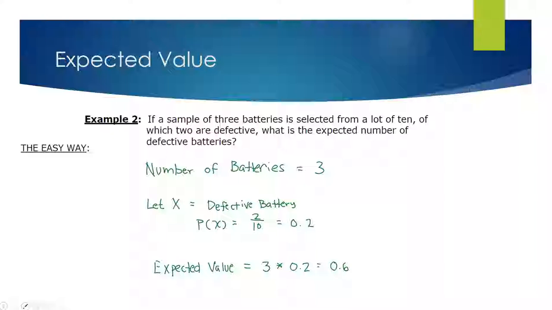But for this circumstance, I know the overall probability, because we're saying 2 out of 10 are defective on average. So you're kind of using more averages here, and because of this circumstance, you can get away with it. But as I said, the easy way doesn't work accurately in all circumstances. So the way I showed at first, the long way, is the way you should probably go most of the time to be accurate.